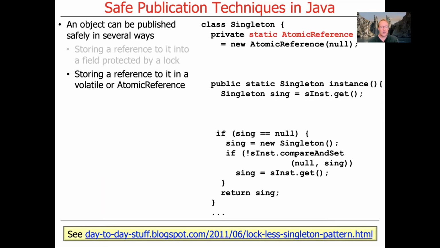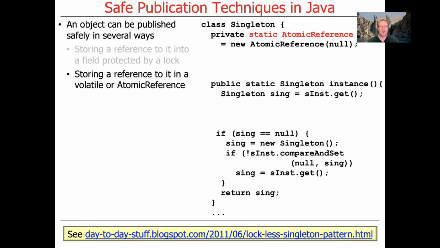Another technique that you could use, although this won't help you either because this feature was added in Java 1.5 as well, is to store a reference in an atomic reference. So here's an example that shows how to do this. So this is another way of implementing a thread-safe singleton that doesn't use volatile.